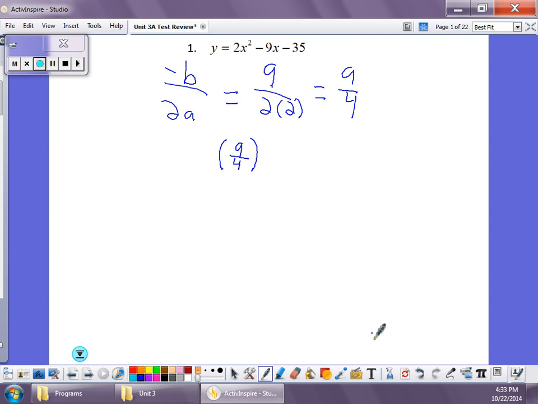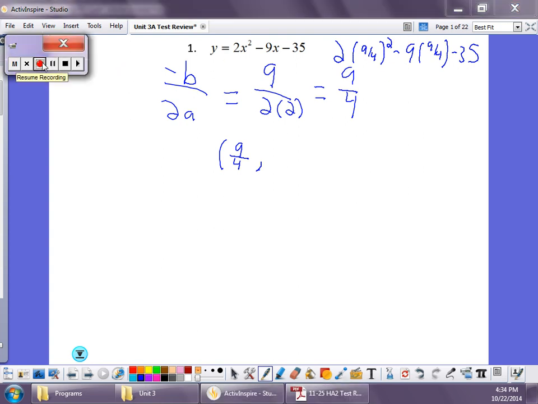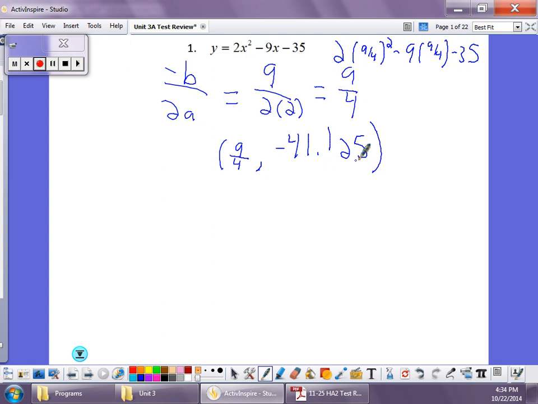And to find the y-coordinate, all I would do is plug that in to my original equation and solve for y. So 2 times (9/4) squared minus 9 times 9/4 minus 35. So you would solve that, and again, you wouldn't have a calculator, so you'd be expected to do that by hand. Now, are you going to get something this complicated on the test? No, but you should still be comfortable working with fractions like this. So if you do that, you would end up with negative 41.125. Now this would be the only place where it would be alright to have a decimal.